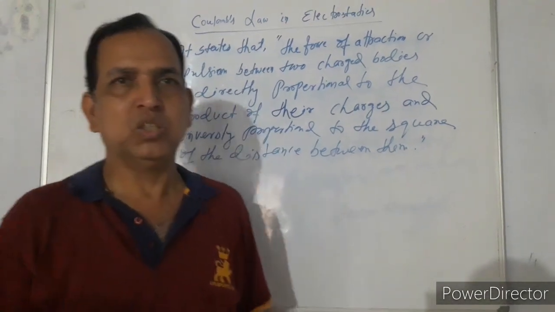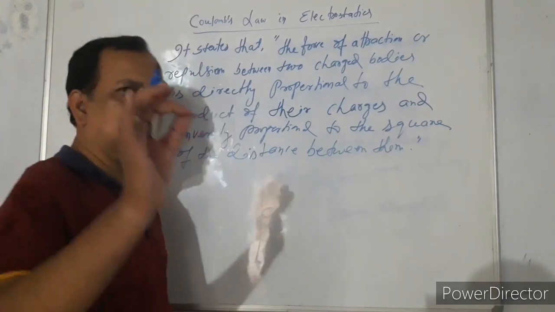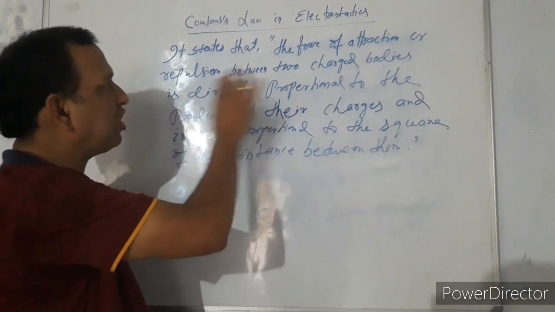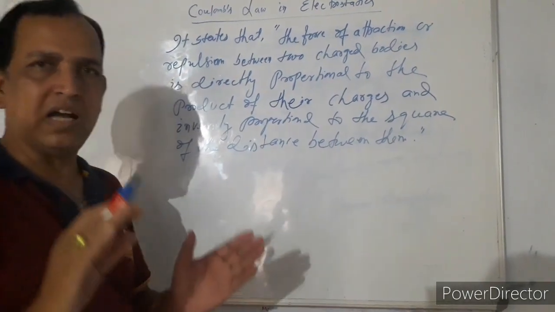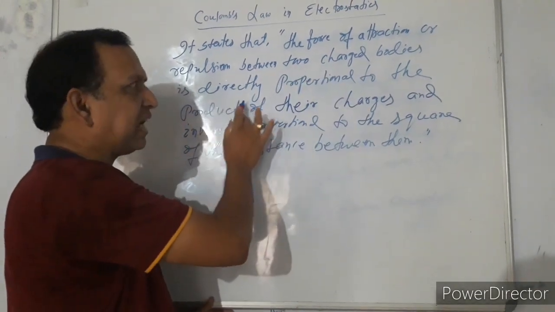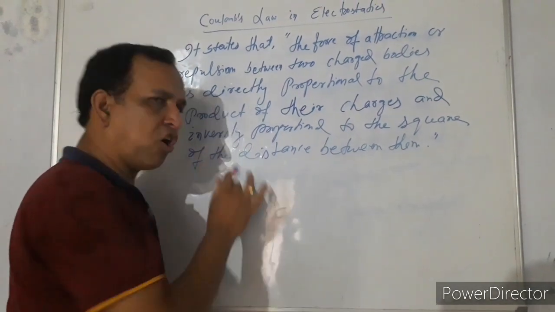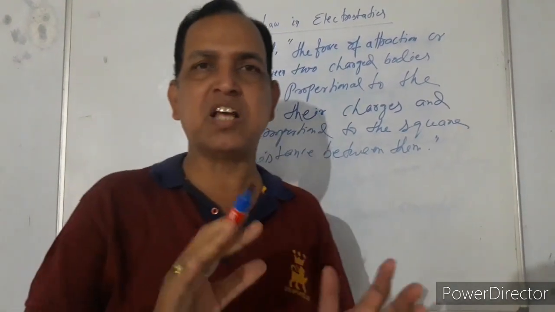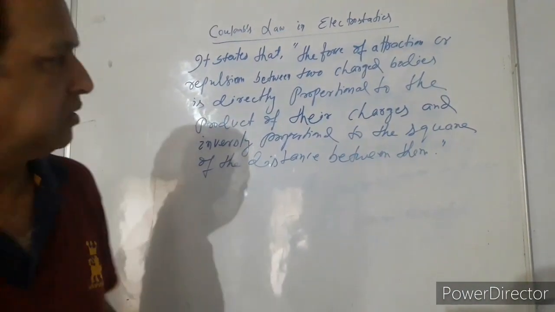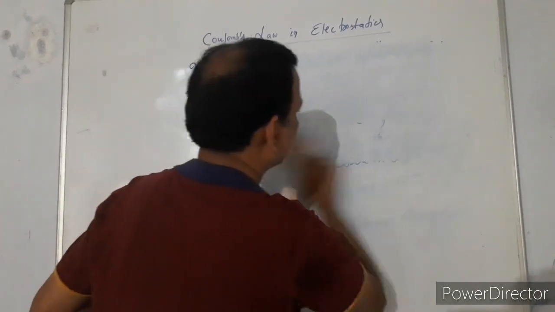Welcome to all. Today's topic is Coulomb's law in electrostatics. Coulomb's law states that the force of attraction or repulsion between two charged bodies is directly proportional to the product of their charges and inversely proportional to the square of the distance between them. Clear?